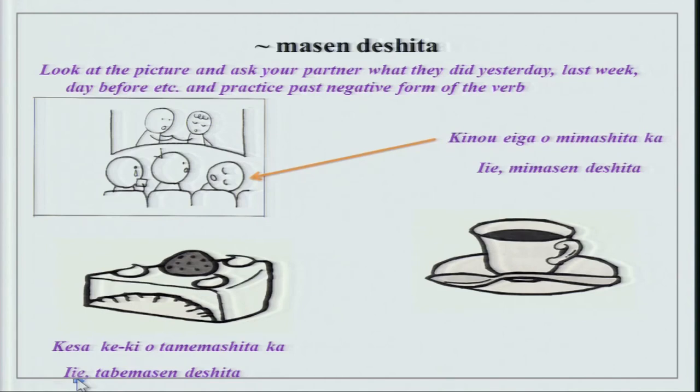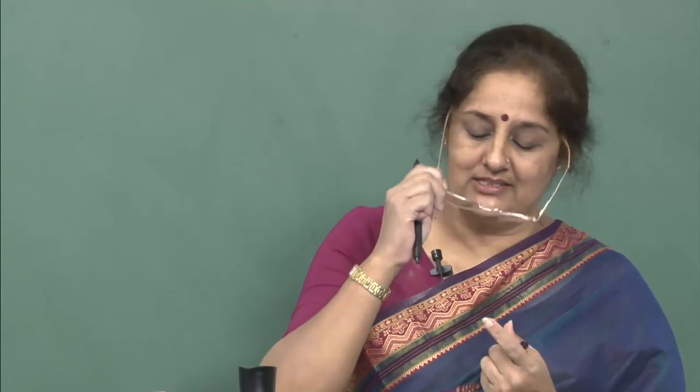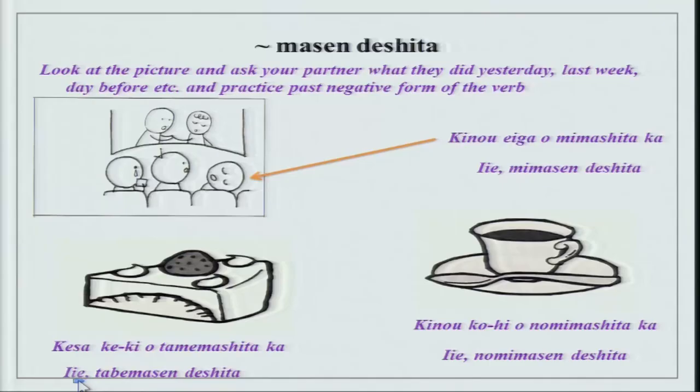And then we have this cup of tea. It's full. So well, kino kohi o nomimashita ka? Iie, nomimasen deshita. So this is how you would use negative past with senshu, sengetsu, kyonen. With these words you would use past and past negative.